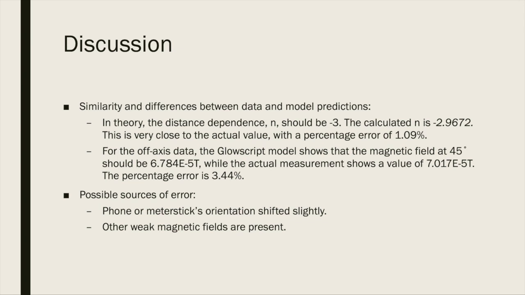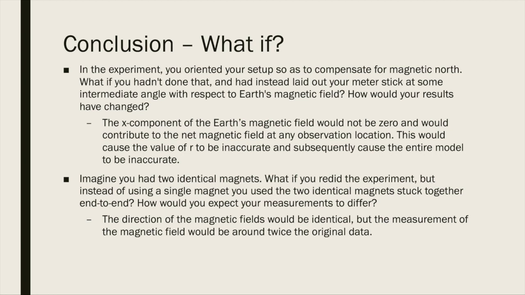Possible sources of error include that the phone's orientation might have shifted slightly, or that other weak magnetic fields are present. If I haven't compensated for magnetic north, the x component of the Earth's magnetic field would not be zero and would contribute to the net field at any observation location. This would cause the entire model to be inaccurate.